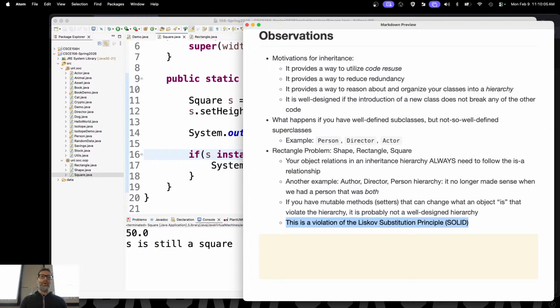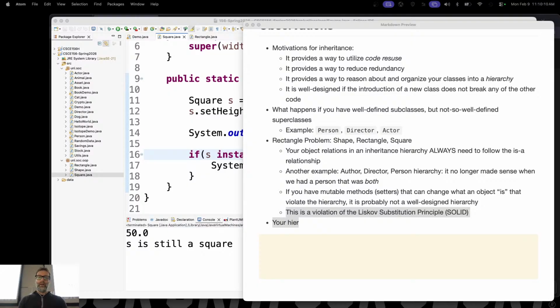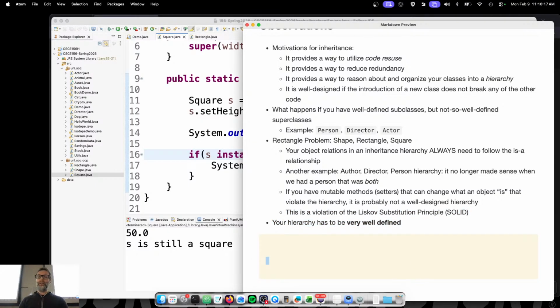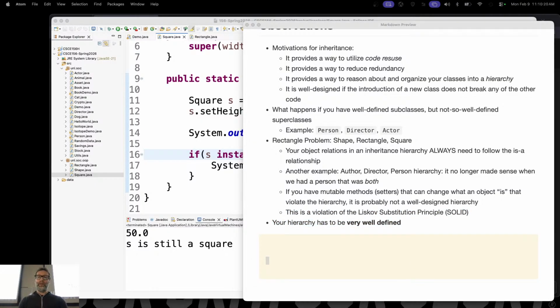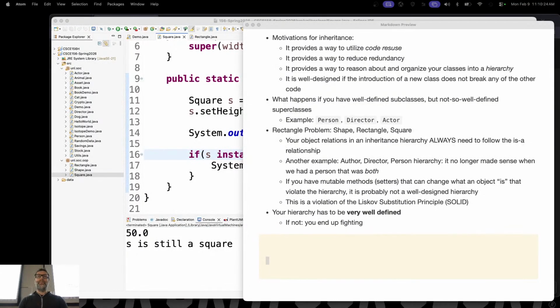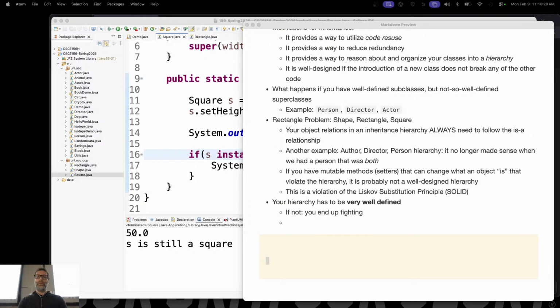All right. So, in other words, the takeaway here is your hierarchy has to be very well defined, right? And if it's not very well defined, then you end up fighting it, like we would end up fighting the director, the actor, and the person, or you need to redesign it, right? And it needs to be well designed up front because if you have to go back and redesign it, guess what? That breaks all of your code, right?